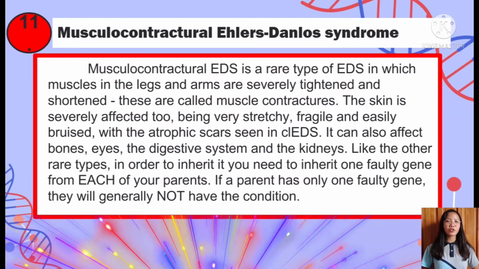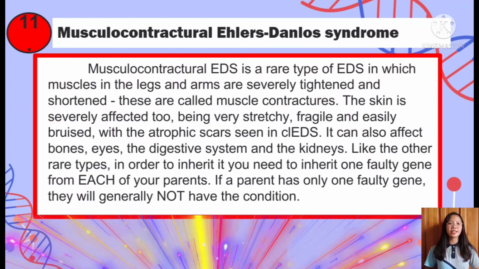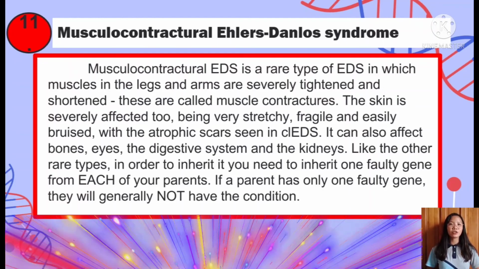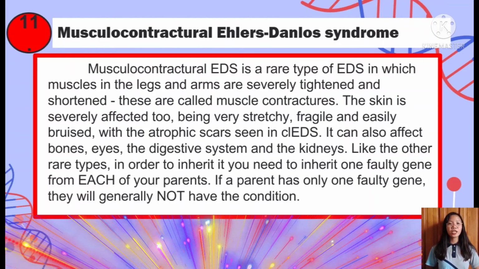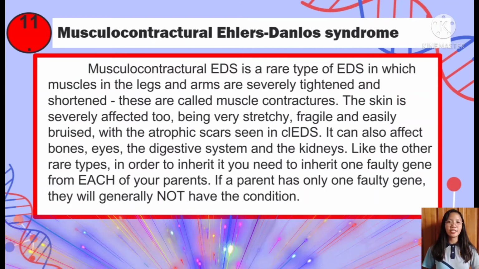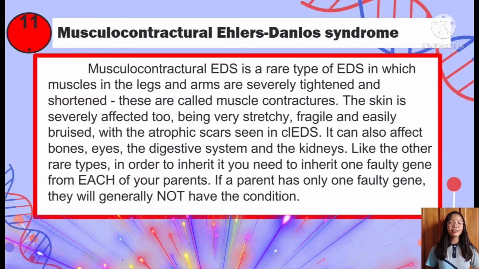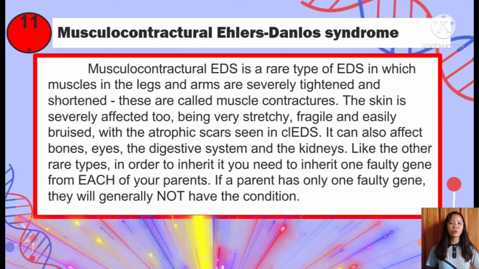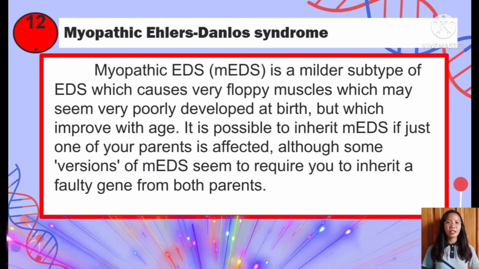Eleventh is the musculocontractural Ehlers-Danlos Syndrome, which is a very rare type of EDS in which muscles in the legs and arms are severely tightened and shortened. These are called muscle contractures. The skin is severely affected too, being very stretchy, fragile, and easily bruised, with the atrophic scars seen in classical-like EDS. It can also affect bones, eyes, the digestive system, and the kidneys. Like the other rare types, in order to inherit it, you need to inherit one faulty gene from each of your parents.